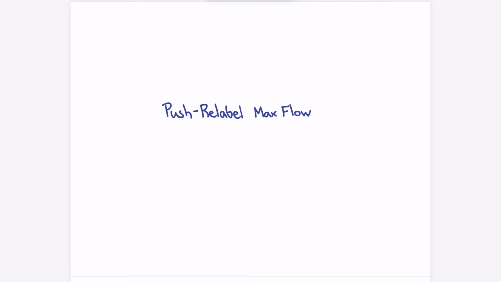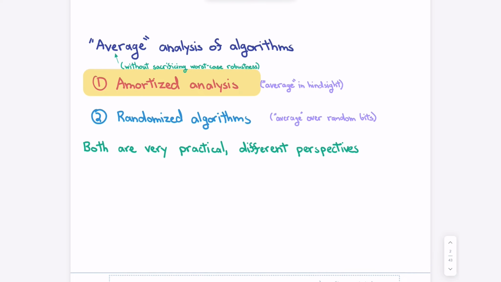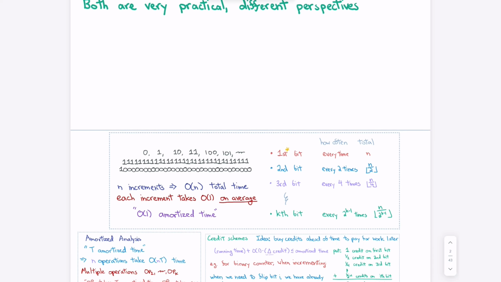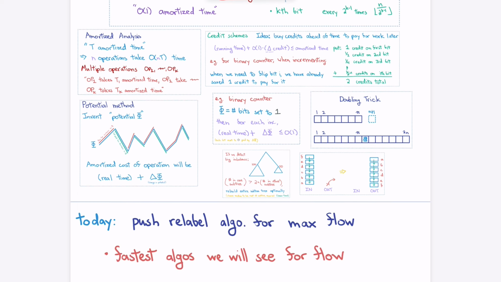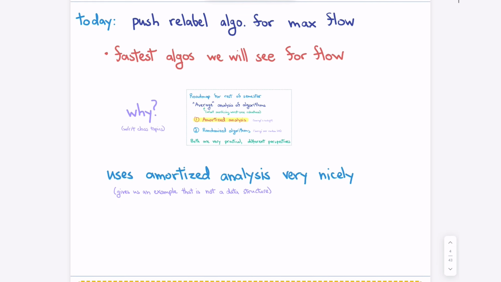So, okay. So push-relabel max flow. Again, it's an example of amortized analysis. Here are some slides from that lecture. Potential method, banker's method, things like this, doubling tricks, and so on and so forth. So you've had a little bit of an acquaintance from hopefully starting the homework by now.